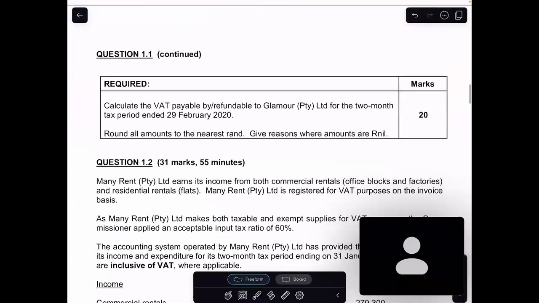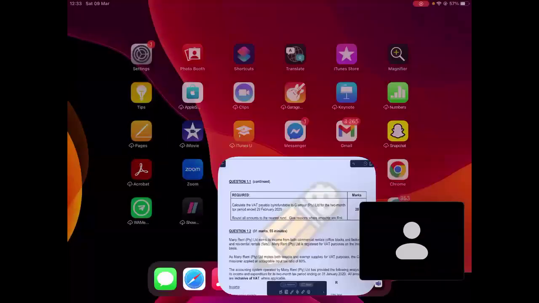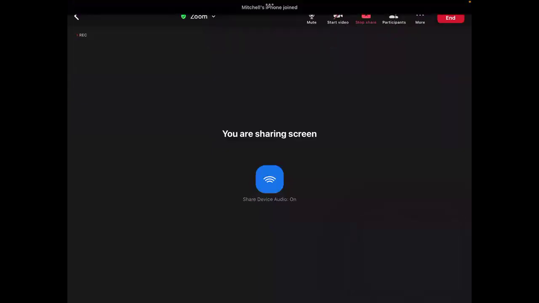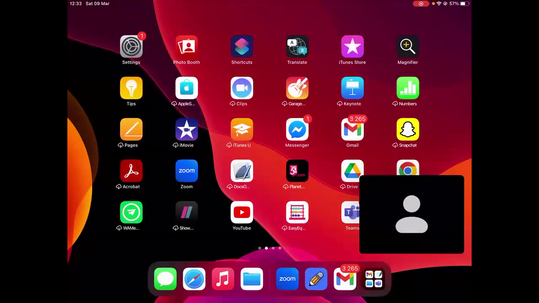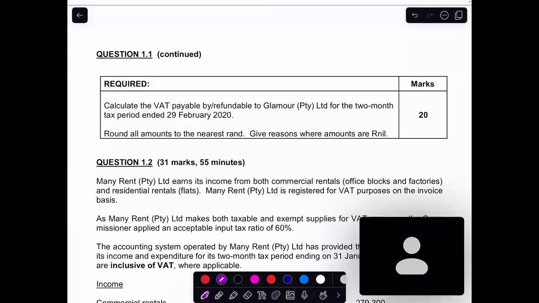What is required here? They are saying to us, calculate the VAT payable. Let me attend to it. Fine. They are saying to us, calculate the VAT payable by or refundable to Glamour Ltd for the 2 months tax period ended 28 Feb 2022. So we are required to calculate VAT payable or refundable for the tax period ended 29 Feb 2022.